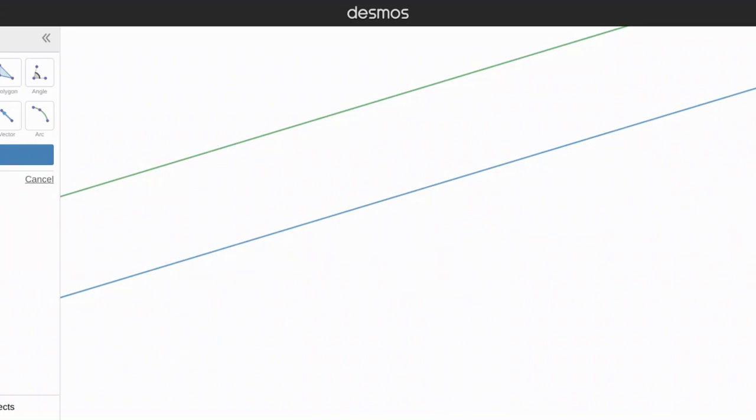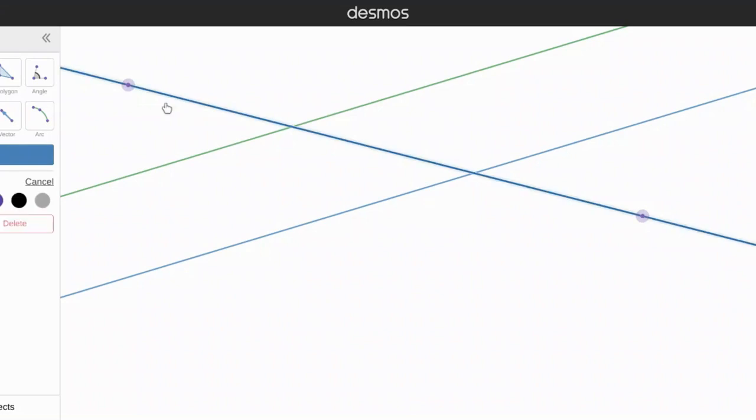Now I want you to draw me a transversal line. Remember, a transversal line is a line that goes through and intersects two or more lines. Let's change this line to red. That's my transversal. Let's label this point. Let's call this transversal. I'm going to hide this point over here. I don't need it.